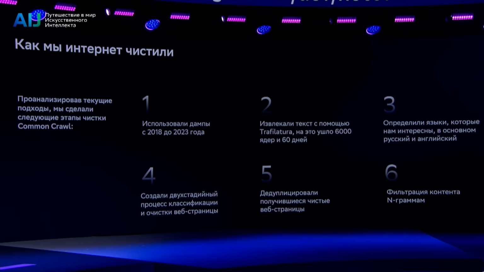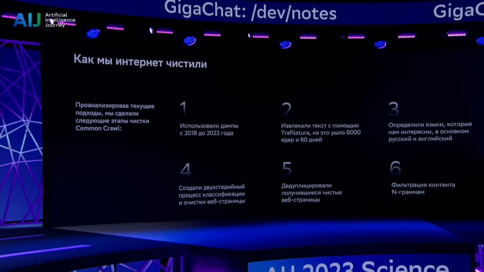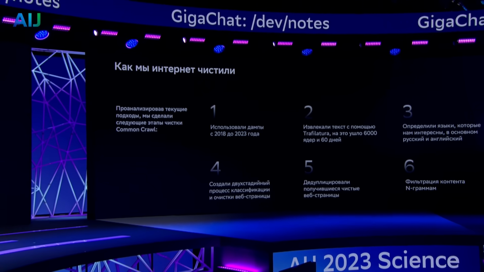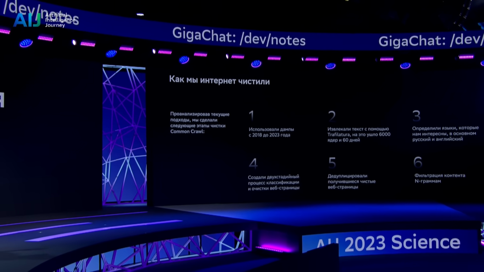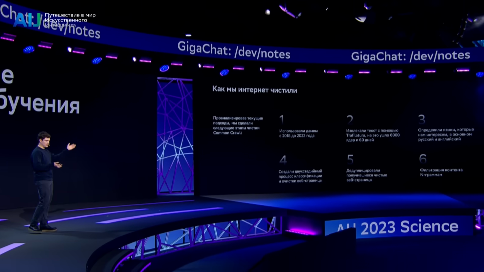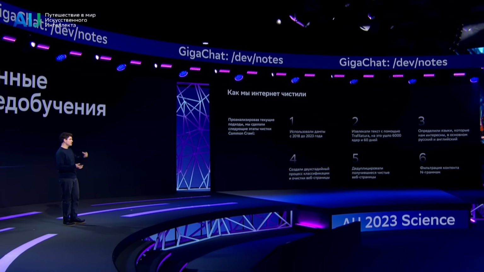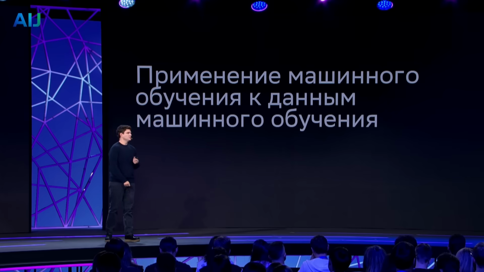So we had to clean all these volumes. We created a 2-stage classification process and internet page cleaning process. The result was a certain amount of pages with duplications. So we had to deduplicate them to get only unique information. And then there was one more step to get rid of one more piece of waste, the repeat elements such as ads.